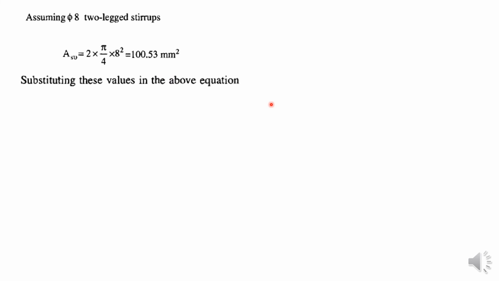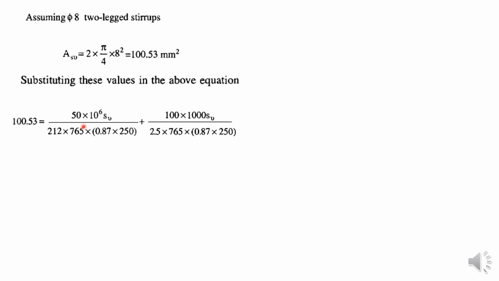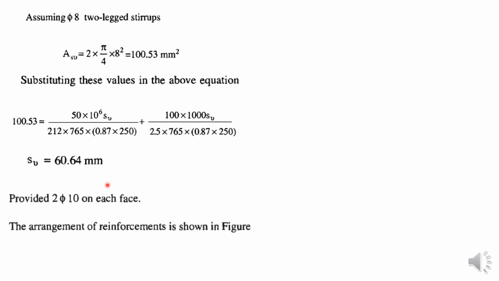Substituting the values in the above equation we get, Asv 100.53 is equal to 50 into 10 power 6 into Sv divided by 212 into 765 into 0.87 into 250 plus 100 into 1000 Sv divided by 2.5 into 765 into 0.87 into 250. By simplifying this equation, finally we get the value of spacing of stirrups as 60.64. So we have to use 8 mm 2-leg stirrups at 60 mm center to center.